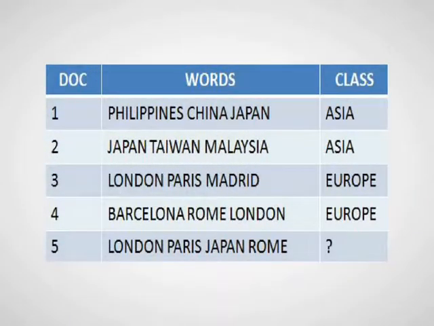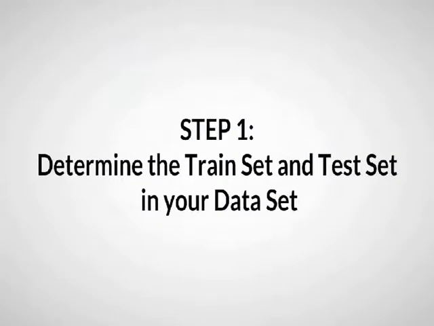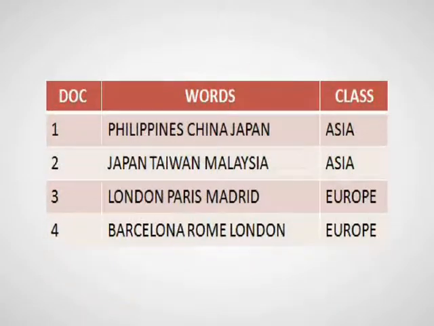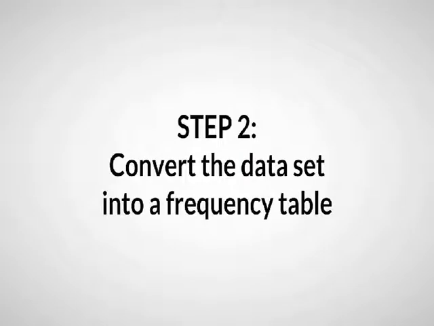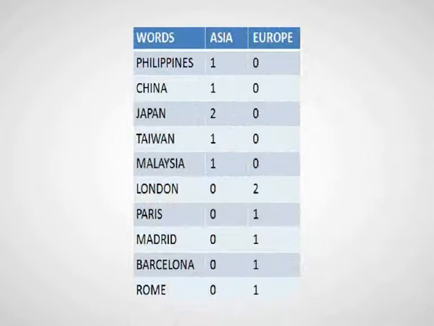Step 1. Determine the train set and test set in your dataset. Train set, training attribute, words with corresponding class. Test set is the event in the dataset where the class is unknown. Step 2. Convert the dataset into a frequency table. Count how many times the word appears in each class.